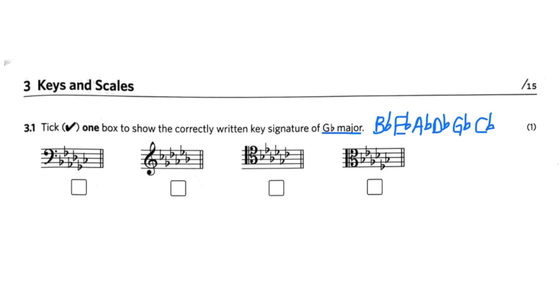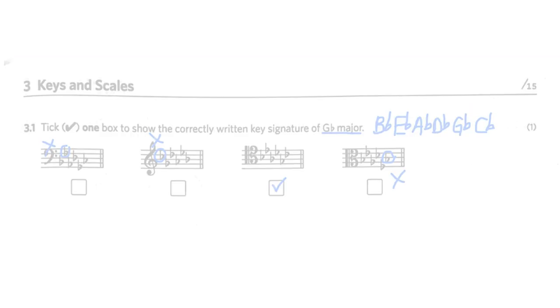And now we'll start comparing the answers. In the first answer, the second place is an F flat, so that's wrong. The second answer, the first place is a C flat, so that's wrong. And the third answer looks good. And in the final answer, the last flat is a B flat, so that's wrong. So it means the third one is the correct answer.